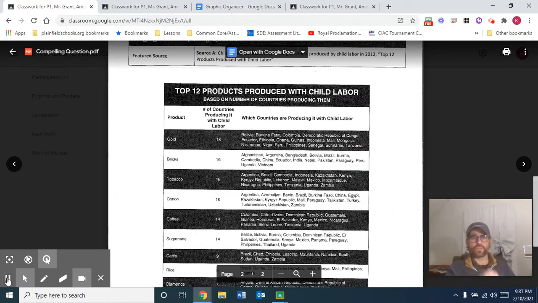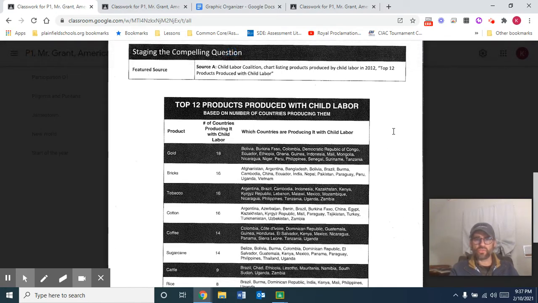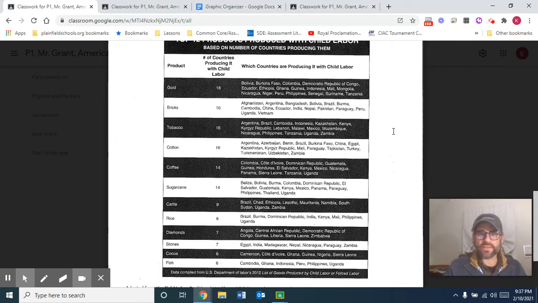So here's a short list for you. This is a list of the top 12 products produced with child labor. If we go through this list, you can see the number of countries producing each product with child labor. Right at the top is gold, and there are 18 countries that use children to produce gold. Now, how do you do that? Well, you dig in mines. It's backbreaking work. Children may go down in tunnels and mine shafts, and they have to dig the gold ore out of the ground.